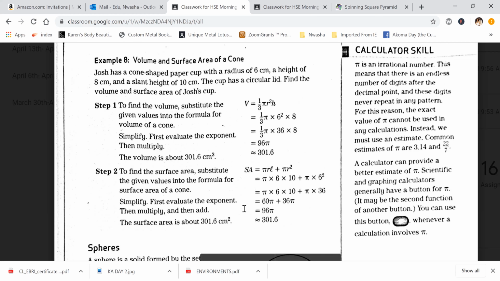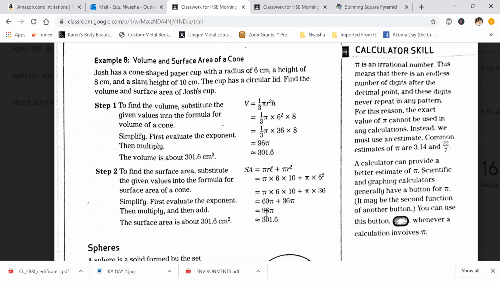For surface area, they're on pi r slant height plus the lid, pi r squared. So they're going to put the 6 for the radius everywhere they see the r. Here's one r, that's 6. And then in the pi r squared, here's another r, so they put another 6. Then they have the slant height, which is 10. So pi times 6 times 10, they're doing the 6 times 10 first to make 60, and they're leaving pi. And then here they did 6 times 6 is 36, and they're leaving pi. Then they added up the 2. 60 plus 36 is 96 pi.